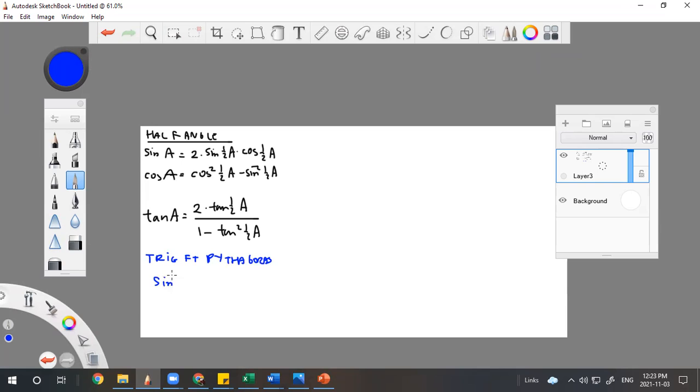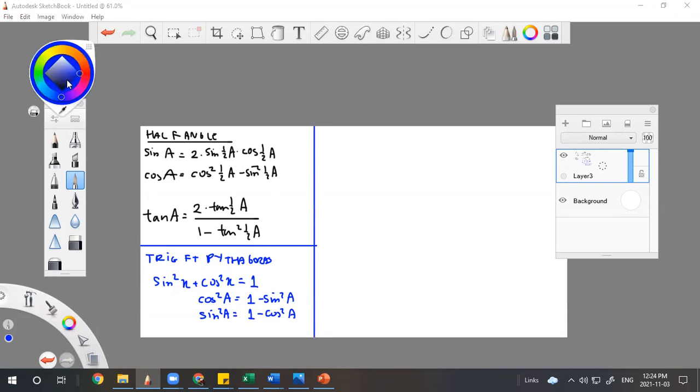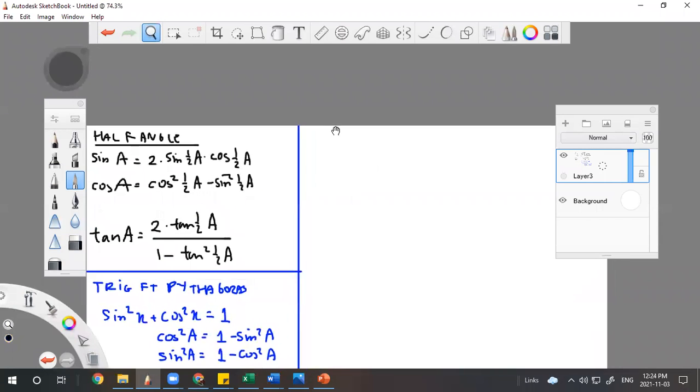If I have, remember, sine square x plus cos square x, it equals 1, right? So we know that cos square A can be written as 1 minus sine square A, or sine square A can be written as 1 minus cos square A. We set aside the tan and cotangent part for later. So after we combine this part, now we know that we can write cos A in two parts, or cos square A also.